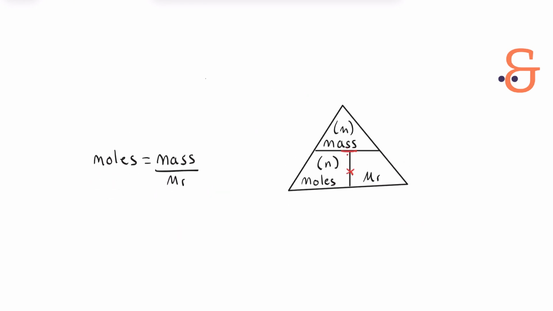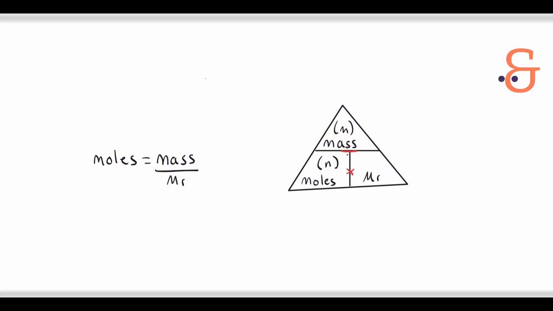So how to use the triangle? Well, that's very simple. All you need to do is cover the one that you want to find and the formula will appear. So let's say we want to find mass. We'll cover mass, and then our equation is moles times Mr. Simple, right? If not, that's okay. We'll try a few examples and see how this works in practice.